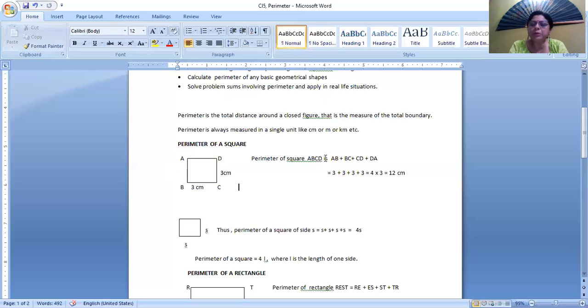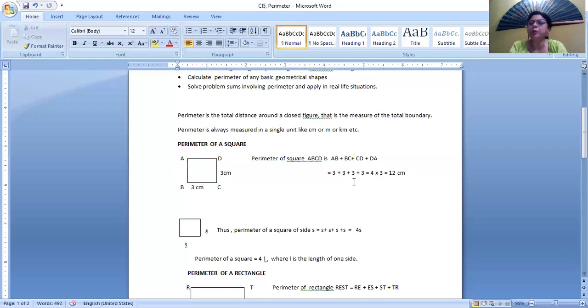And what is the perimeter of the square? The sum of the boundary. That is AB plus BC plus CD plus DA. Now the measure of each side is 3 centimeter, we already know. So 3 plus 3 plus 3 plus 3. Now the sum of the 4 threes, that is repeated addition, is multiplication. So we can write 4 into 3 is equal to 12 centimeter.